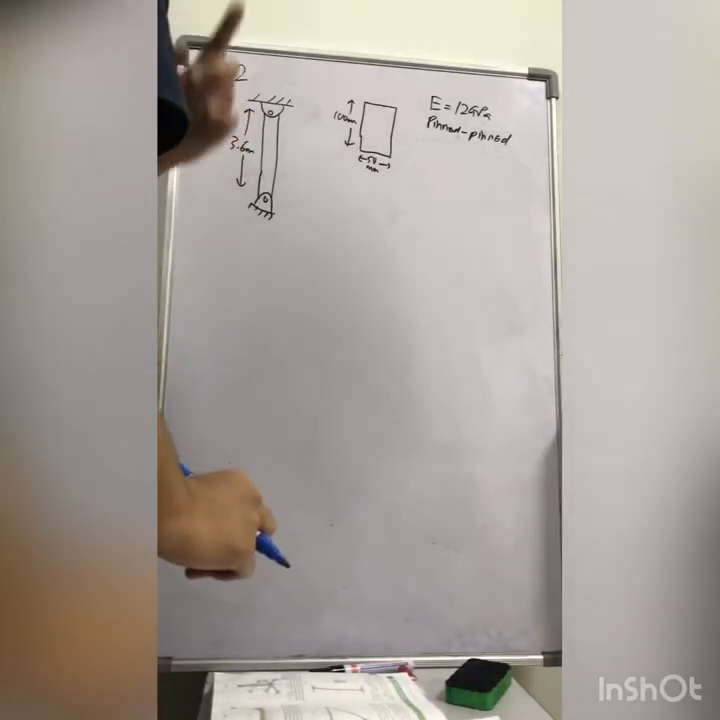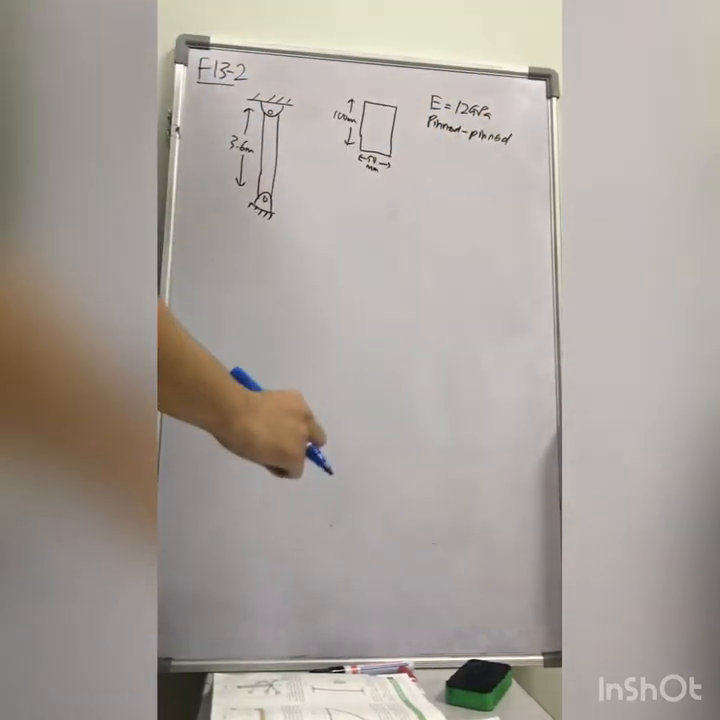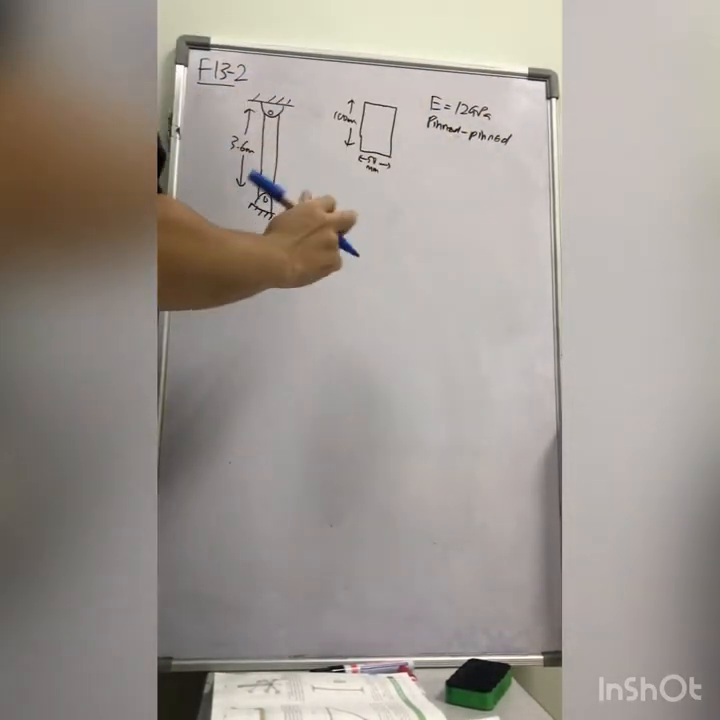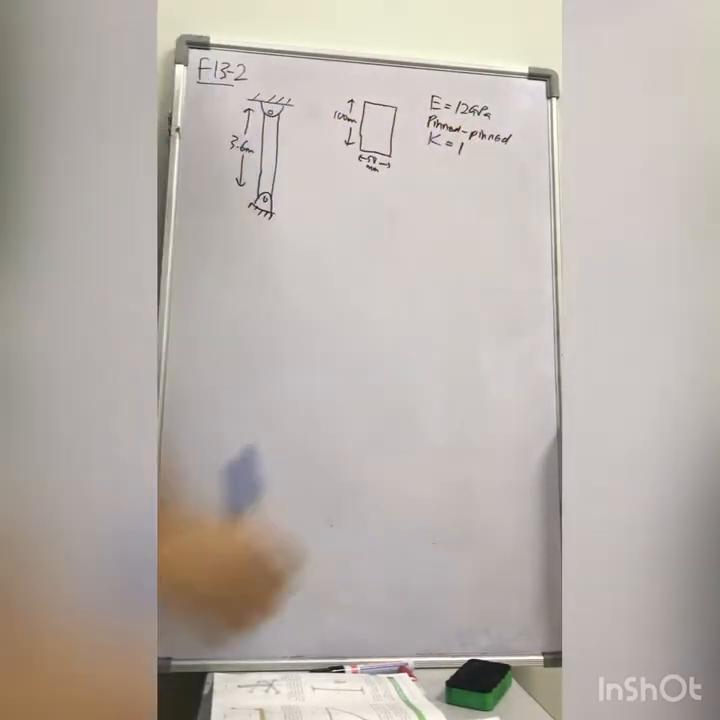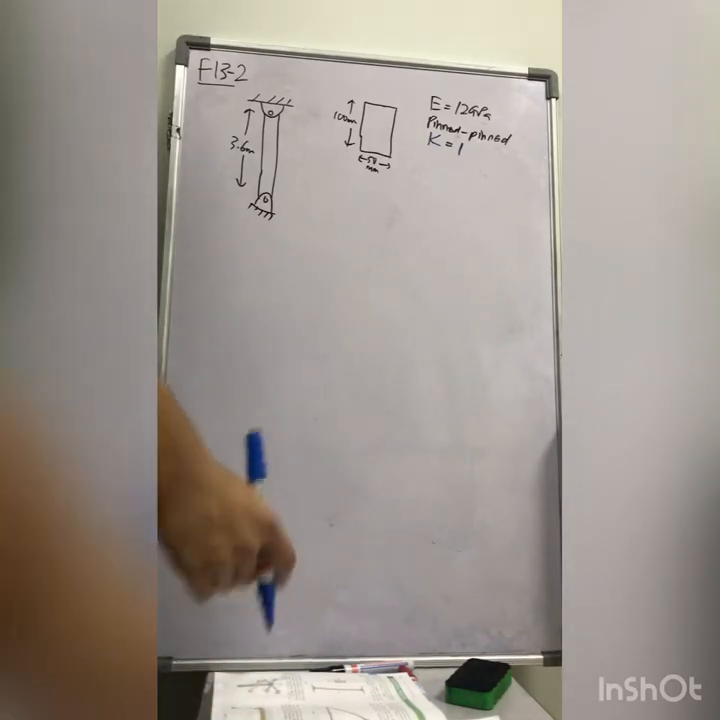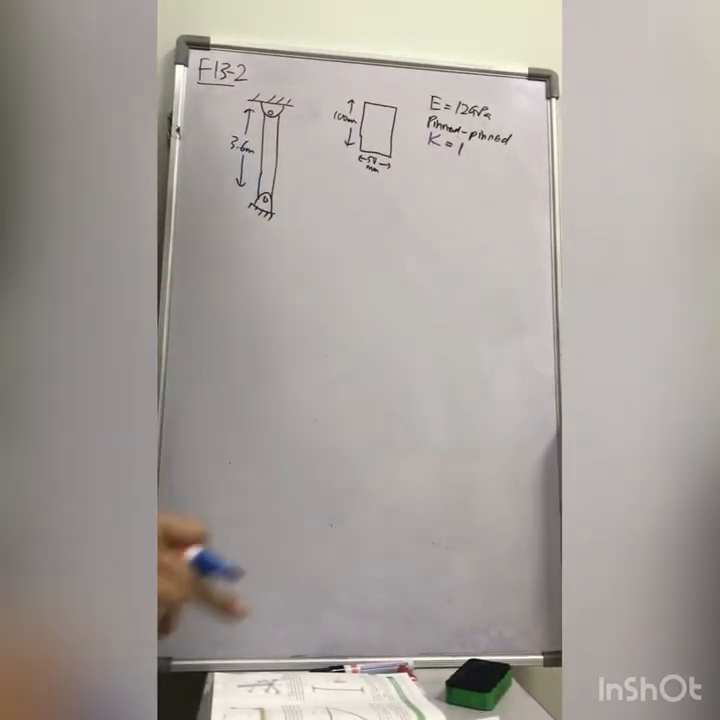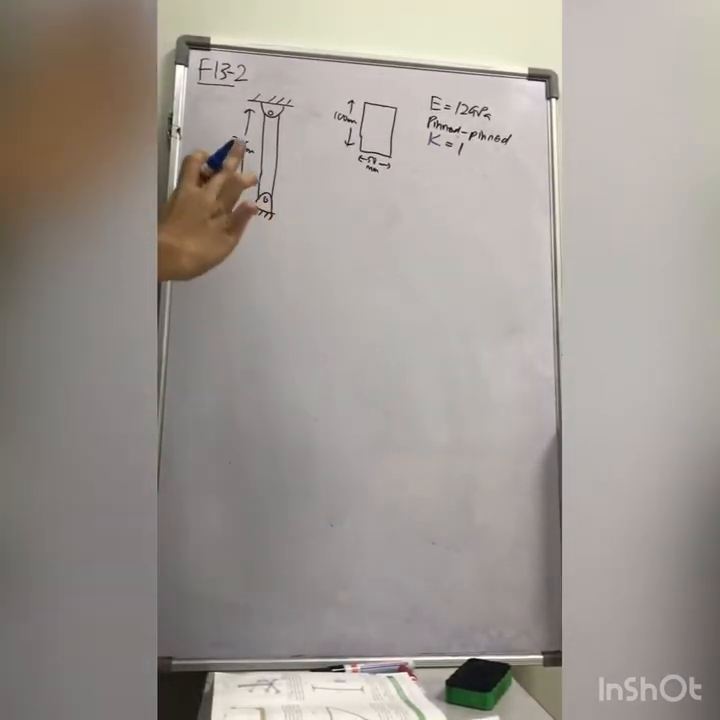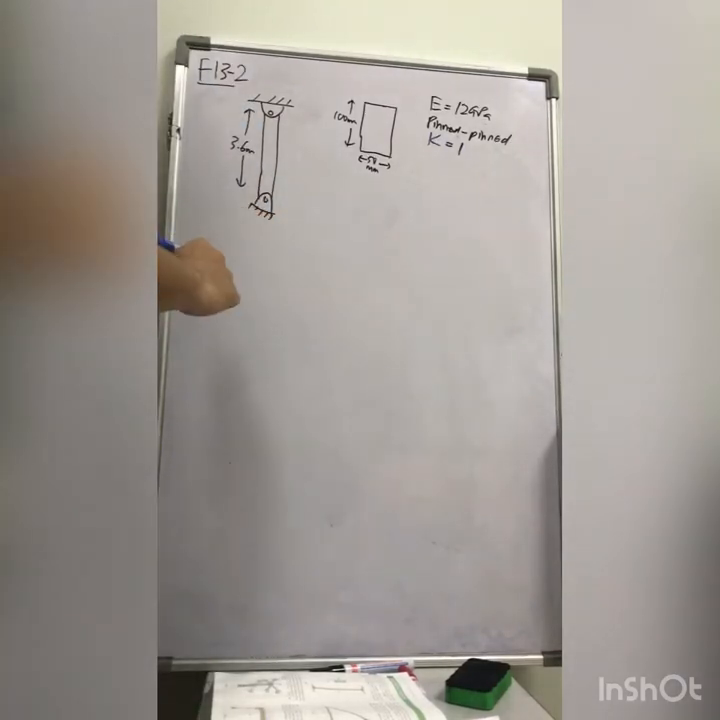And the question tells you that for this wood, the E is 12 gigapascal and the condition is pin and pin, right? So because it is pin and pin, the K is 1. And the question tells you that yielding does not occur, so you don't have to check for yielding here. So how do you do that?